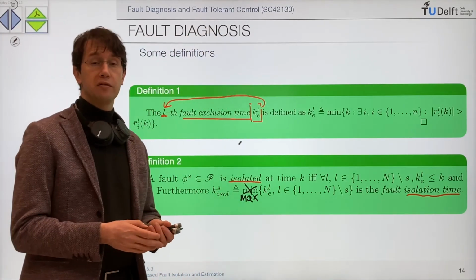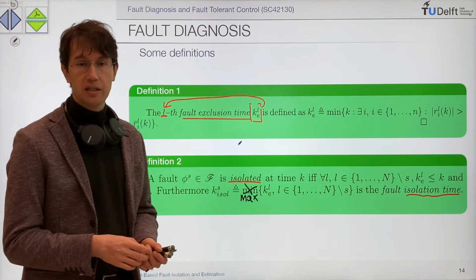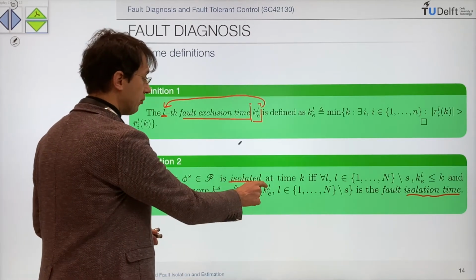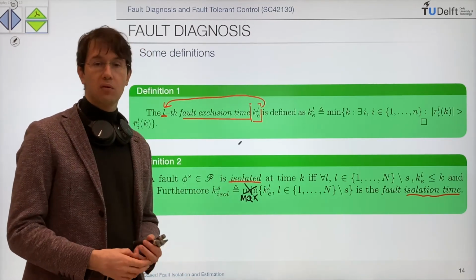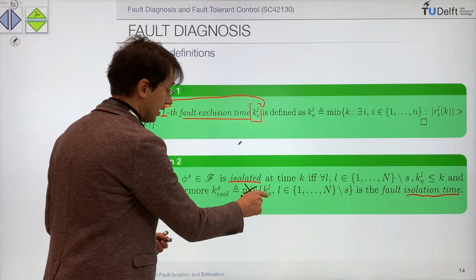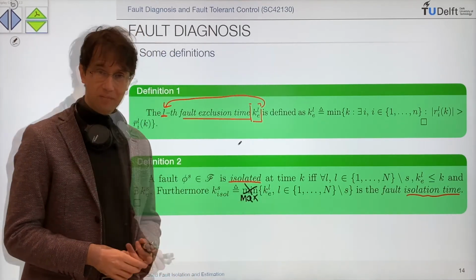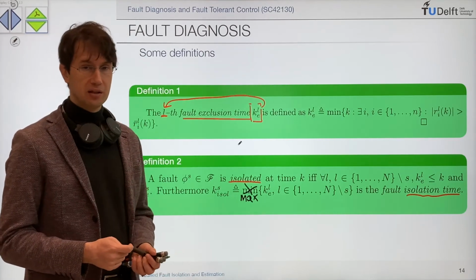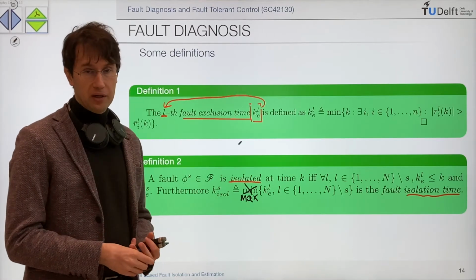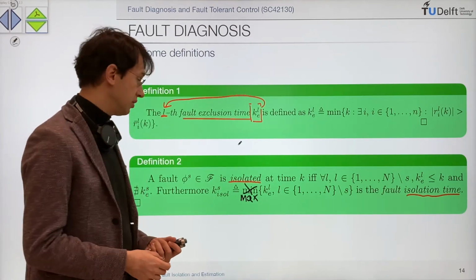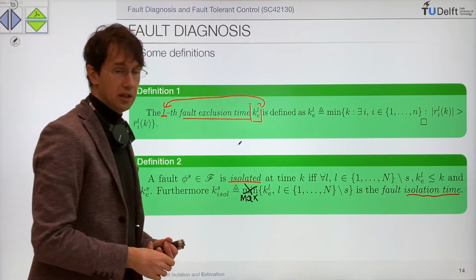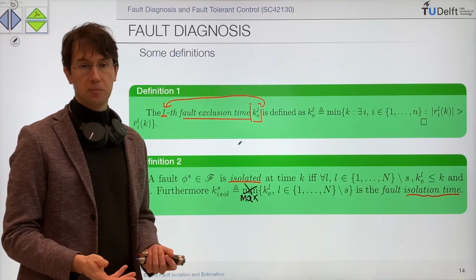So let us assume we have 3 faults. The first one is excluded at 1 second. So KE1 is 1. The second one is excluded at 2 seconds. That is, KE2 is equal to 2. And the third one is never excluded. Well, this means that we isolated the third one, and its isolation time is the biggest among all the others' exclusion times. In this example, 2.